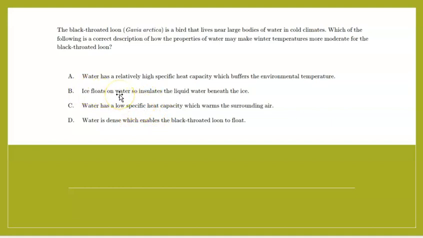Ice floats on water. Yes, it does, so it insulates the liquid water beneath the ice. Again, it has nothing to do with anything living near water. It has something to do with things which live in the water, right? So this is also a wrong answer. The only probable right answer here, it has a high specific heat capacity. Yes, it does, which buffers the environmental temperature. So this allows any bird or any living organisms to live near large bodies of water in cold climates. So your answer for this question would be option A.